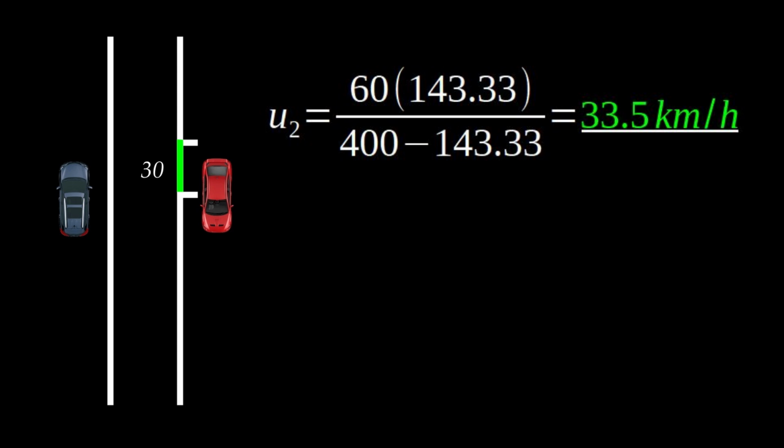So now that we know the distance that they meet the first time, we plug the value d into the first equation, which is v2 equals 60 times 143.33 over (400 - 143.33), which is 33.5 kilometers per hour. And that's your answer. So, I hope this was a fun exercise for you to solve.